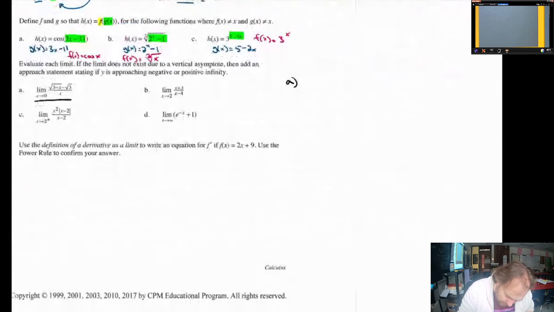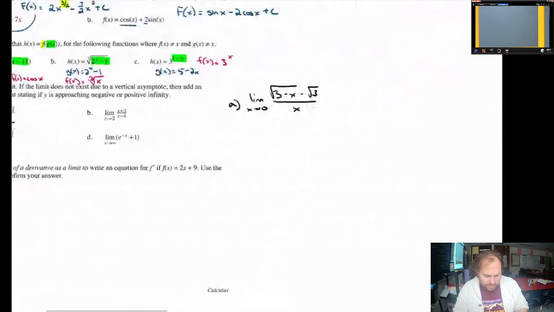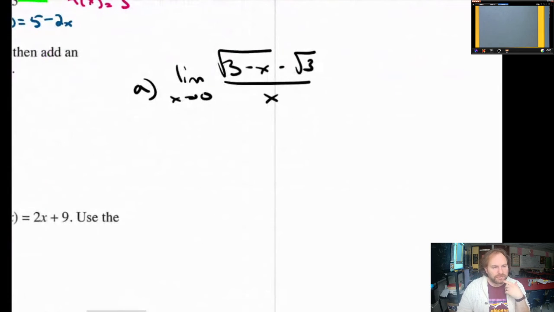We have the limit as x approaches 0 of the square root of 3 minus x minus the square root of 3, all over x. Like that. Now the first thing we have to check here is whether we can plug in 0, and we can't. If we plug in 0 for x, we're going to have 0 on top and 0 on bottom. So we're going to have to do some manipulation to this.